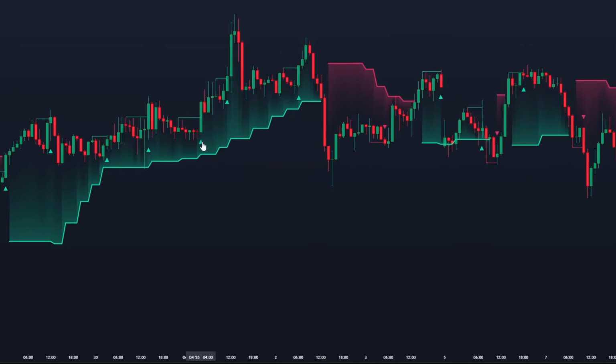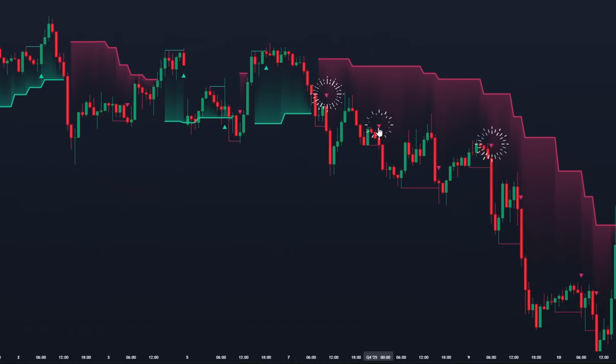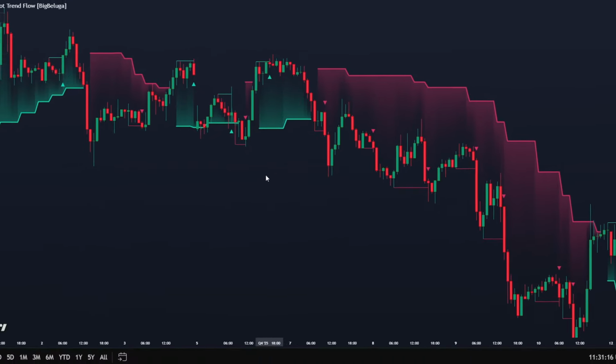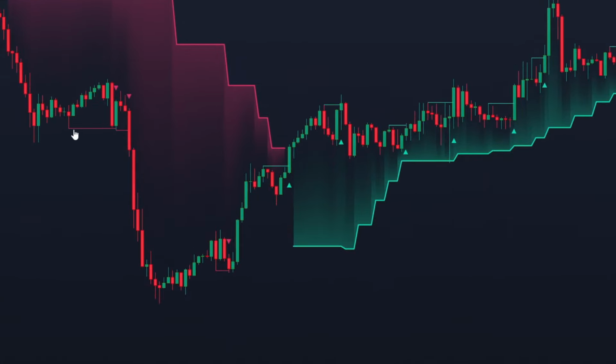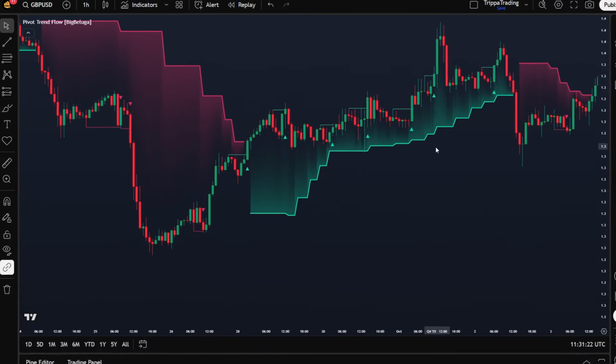You'll also see small up and down triangles appear on your chart. The up triangle prints when the price breaks above the last pivot high, confirming bullish continuation. The down triangle prints when the price breaks below the last pivot low, confirming bearish continuation. These small markers are incredibly helpful because they highlight structure breaks automatically without cluttering your screen.